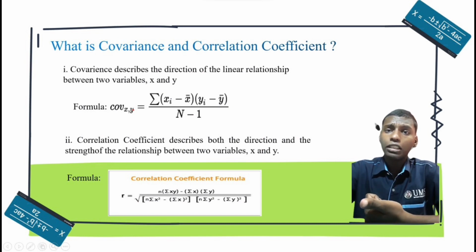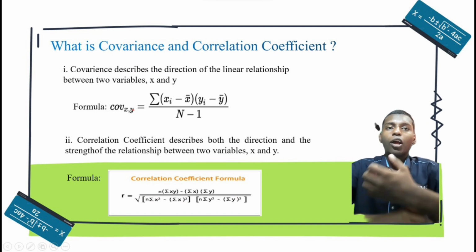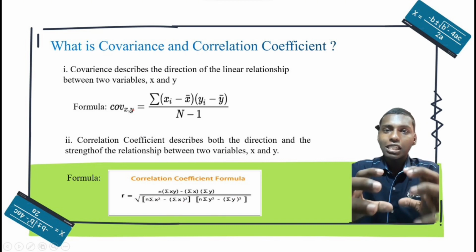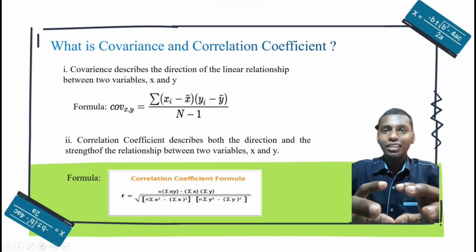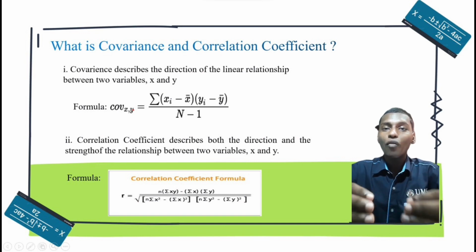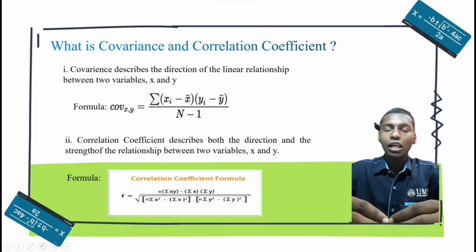What about correlation? Correlation describes both the direction of the linear relationship and its strength. This is the difference between covariance and correlation.